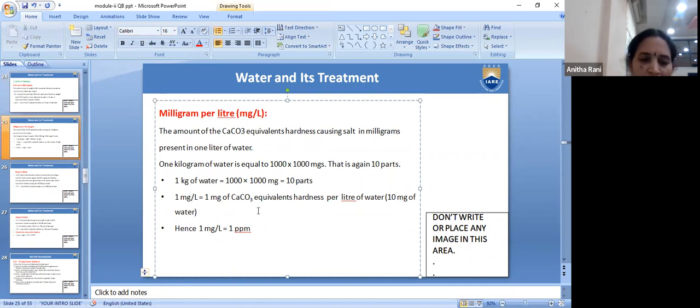So remember this line, it is enough. One milligram per liter is equal to one milligram of calcium carbonate equivalent hardness per 10 power 6 milligram of water, or per liter of water. Okay? So why am I telling you to write 10 power 6 milligram of water, so that you can understand here one milligram per liter is equal to one ppm.